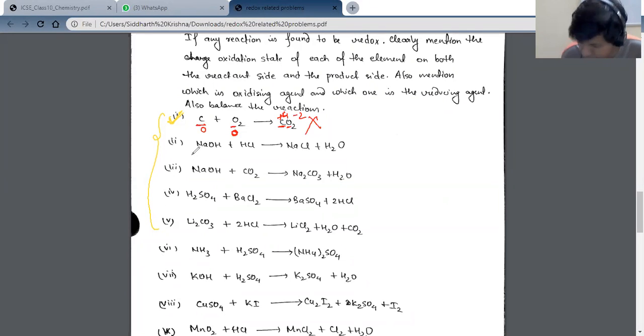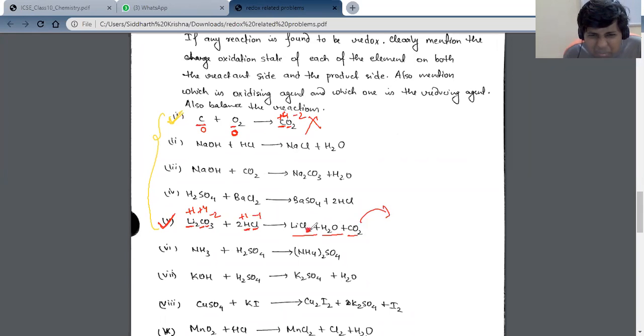Sir, the fifth one, LiCl2. So what is the charge on Li? +1, sorry, I spoke wrong. There should be +1. Li is +1, carbon +4, oxygen -2, hydrogen +1, chlorine -1, and on this side also the same charges will be there. Sir, LiCl2, LiCl.